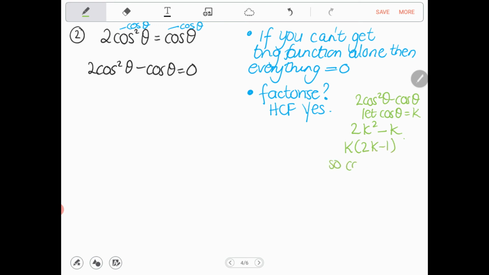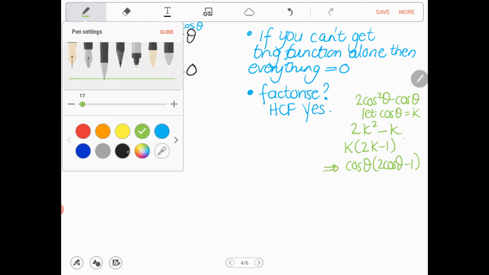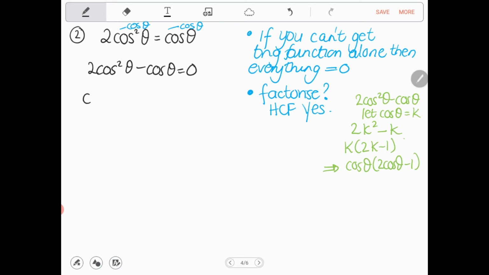So this will be cos theta and 2 cos theta minus 1. Okay, so I've just replaced that at the end there, and you can see how it's factorized. Or we can go straight from here, and we're going to take out the common factor, which we're then going to divide back into each term.